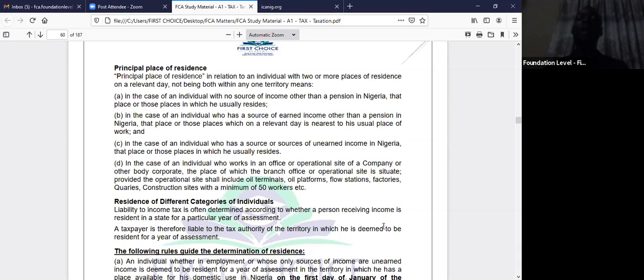Your principal place of residence for tax purpose is the place that is nearest to your place of work. After all, it is that business, the business income or the income from your salary that is being taxed. And so the place where your office is located, where you usually work, that is where is your principal place of residence. So let's look at it this way. You are living in Lagos.